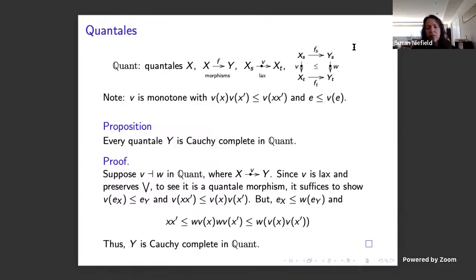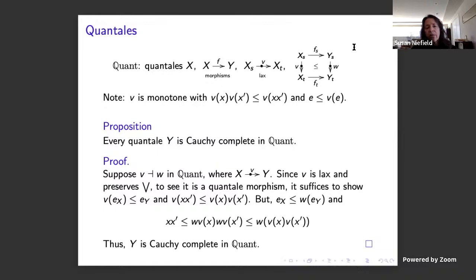Anyway, if you have V left adjoint to W in this double category of quantales, where V is going from X to Y, then since V is lax and preserves sups because it's a left adjoint, to see that it's a quantale morphism, it just suffices to show that V of E sub X is less than or equal to E sub Y, the other direction, and V of X times X prime is less than or equal to V of X times V of X prime. Okay, but E sub X is less than or equal to W of E sub Y because W is lax. And then because you have an adjunction, you flip the V over and you get V of E sub X is less than or equal to E sub Y.